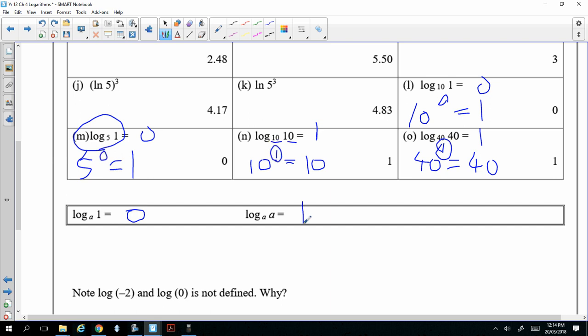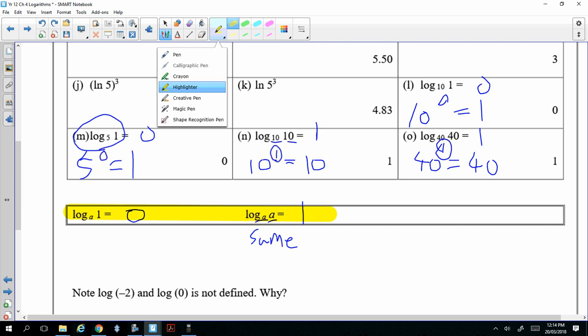Okay? So you have to memorize this. This you have to memorize. So let's use a highlighter, memorize. Okay? It's not on the formula sheet, so you have to remember.